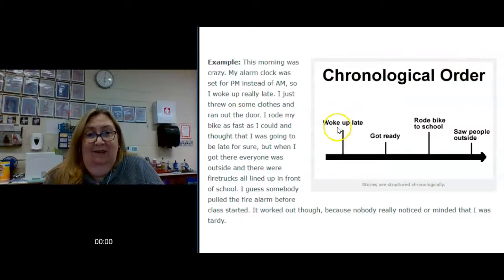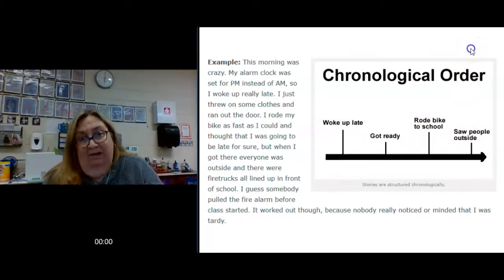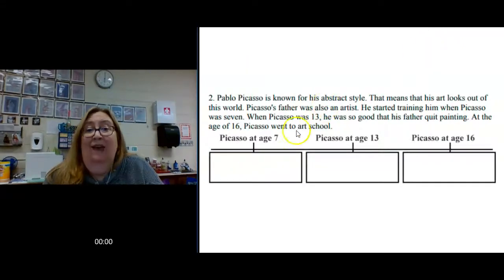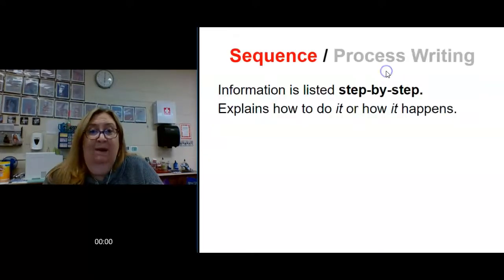And this was just an example of chronological order, how this person got ready for the day and how they were late and what happened to them. We looked at different clues in chronological order, like years to show the passage of time, or the age of the person in the story to show the passage of time. You can also use words like first, second, third, or even first, then, finally. Those are words that show passage of time.